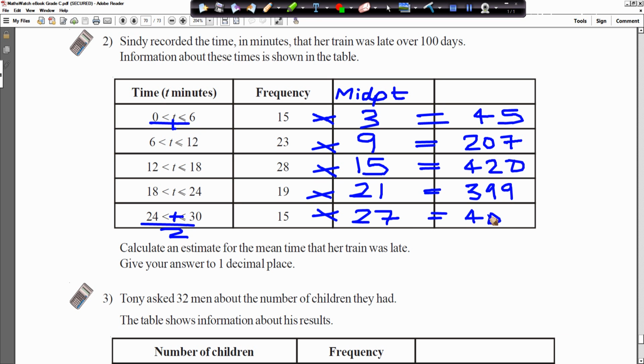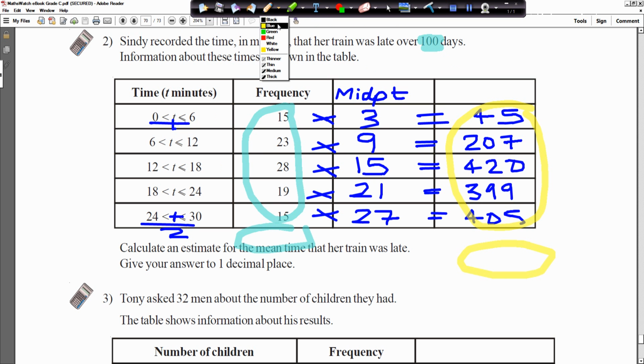405. So what we need to do now is get some grand totals. We need to total up this column here and give an answer here. Then we also need to total the frequency, which they've already given us in the question: 100. That one goes here. So we have 100 data values, and what's the total of all this?